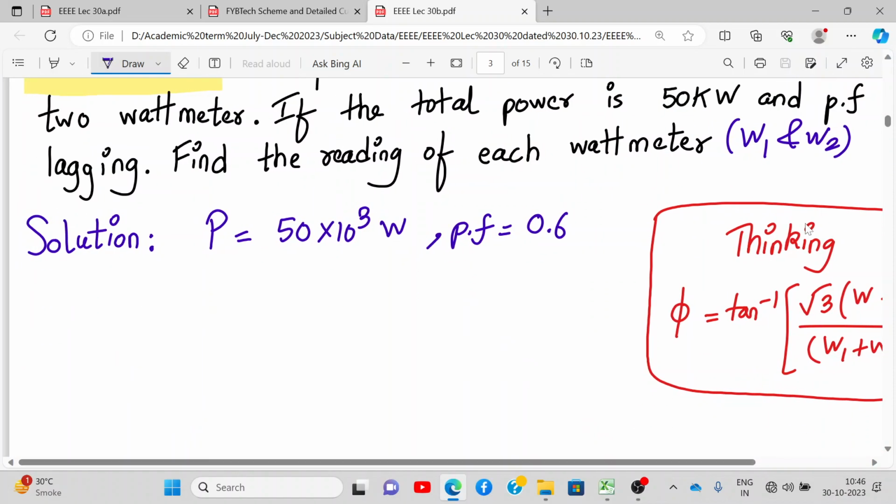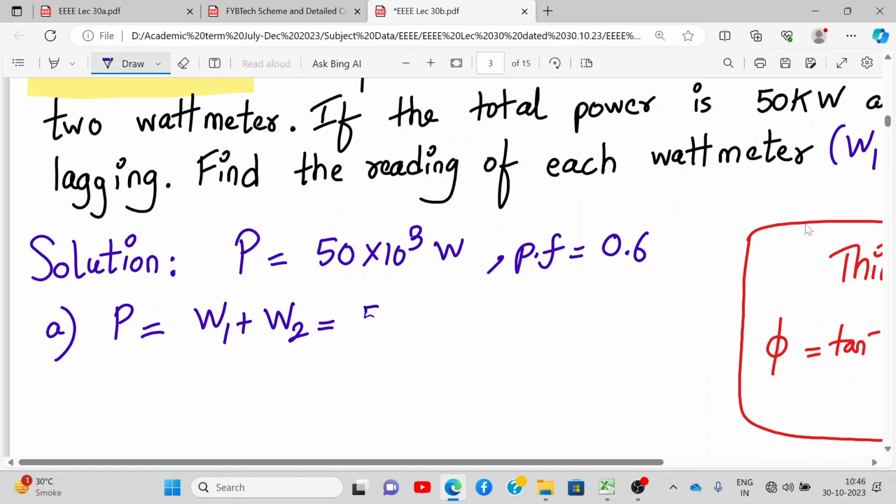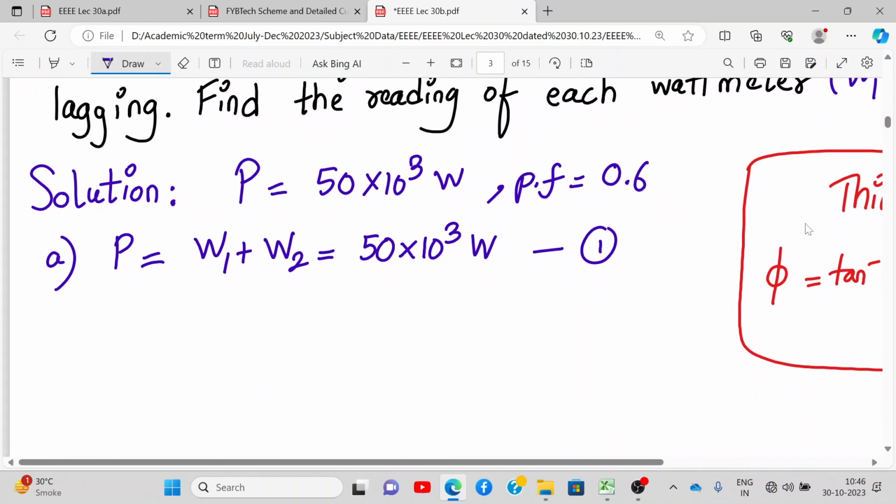How do we proceed? First, write down what is given to you. So power by 2 wattmeters is W1 plus W2 equals 50 kilowatt. Please start writing along so that you don't lag behind. Let's call this equation number 1. There are 2 unknowns, W1 and W2. And how many equations do we have so far? Only 1. We require 1 more equation. Okay. So what else do we know? What else is given to you?